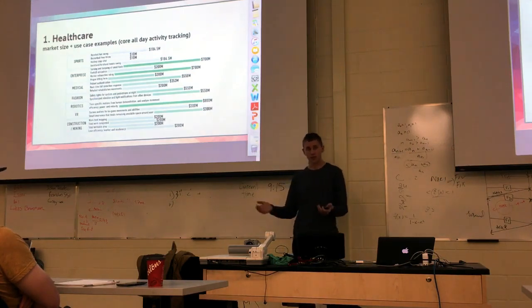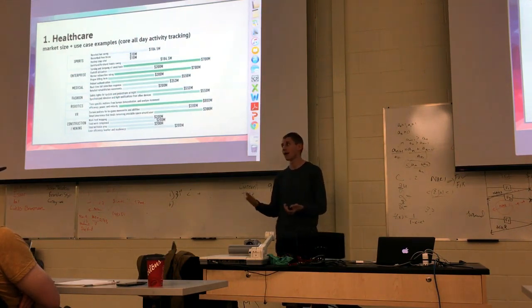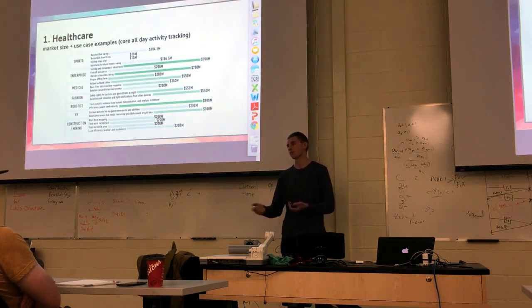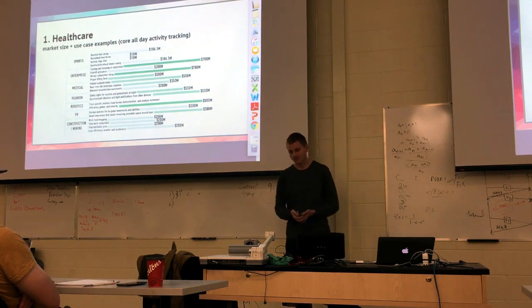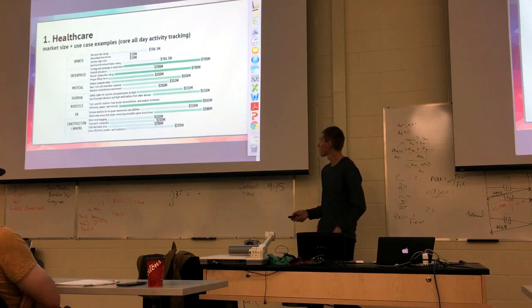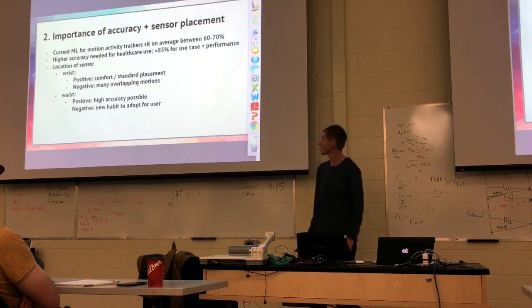So it's a win-win scenario, and they're also a bit more cost tolerant to having a device at a higher price point that will provide them some value. Or it could actually be included as part of their insurance plan, what have you. Cool. So now let's talk about accuracy and placement of sensors.